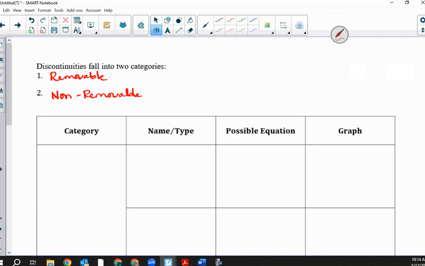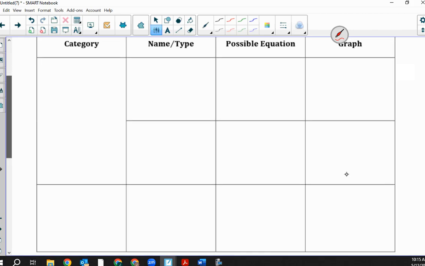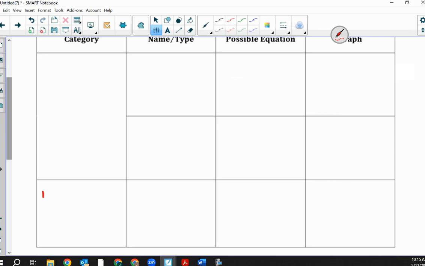Okay, so let's think about the types of discontinuities that you guys know. There's a hole, there's a jump, and there's an asymptote. Okay? One of these is removable. Which one do you think is removable? What do you mean by removable? Like the x value gets plucked out. The hole, yes. So the hole is the only kind, so we'll put it down here in the category of removable.